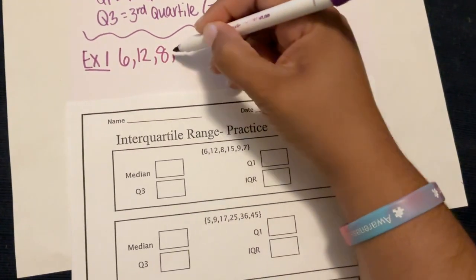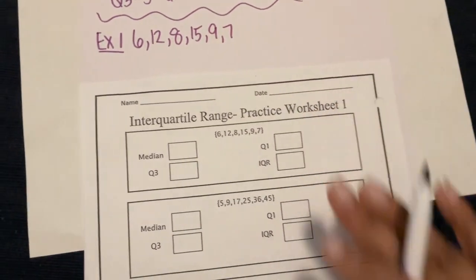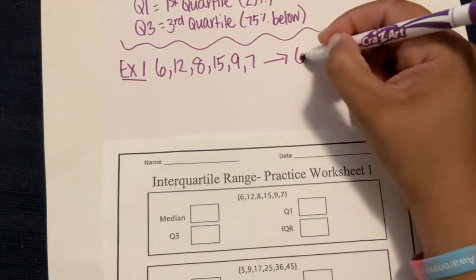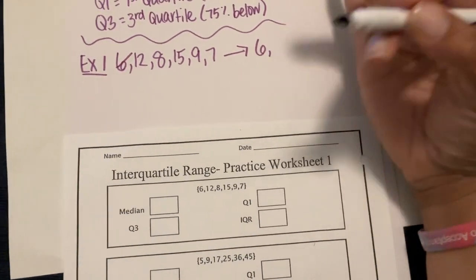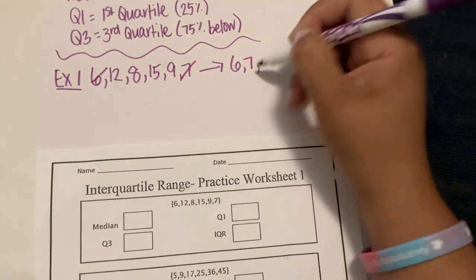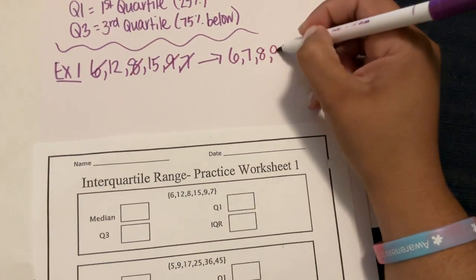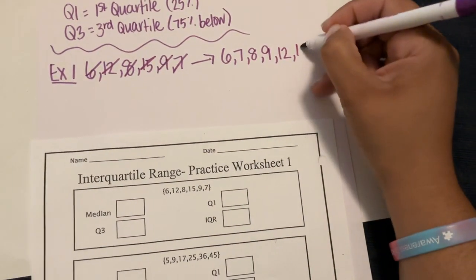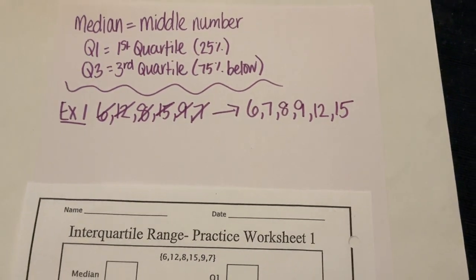I'm going to rearrange the numbers in numerical order. The smallest number I see is 6. I cross off as I go so I don't miss a number, counting each number. The next number will be 7, then 8, 9, 12, and lastly 15.